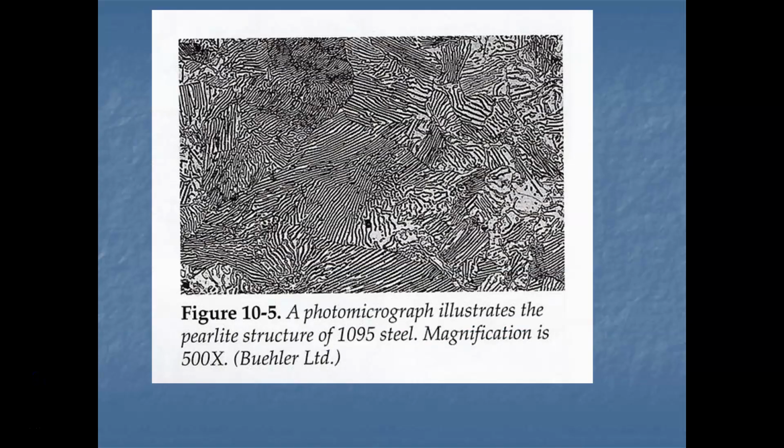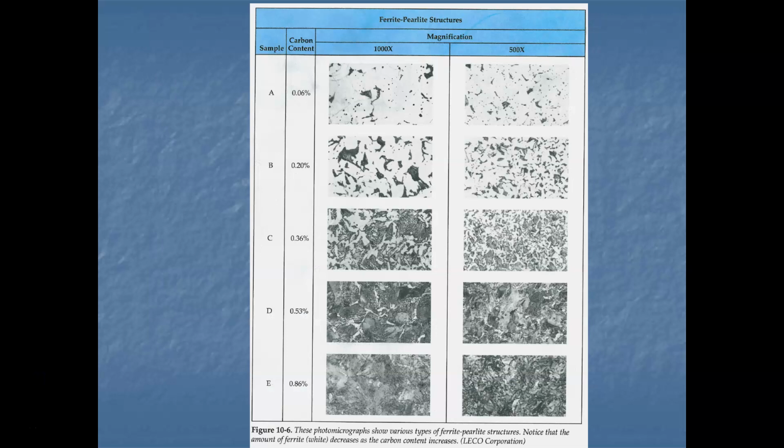Figure 10.5 is a pearlite photo of 1095 steel, and they look like rows of a plowed field. Figure 10.6 is the ferrite pearlite structures that are in your book, and it gives you the different carbon contents of what that looks like under 1000 magnification and 500 magnification.